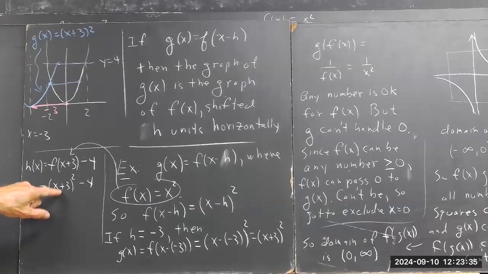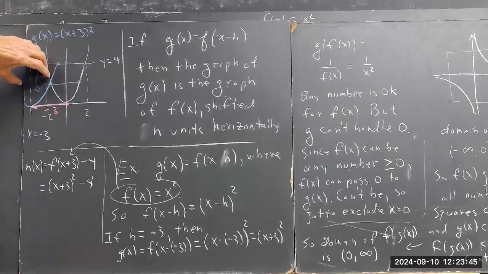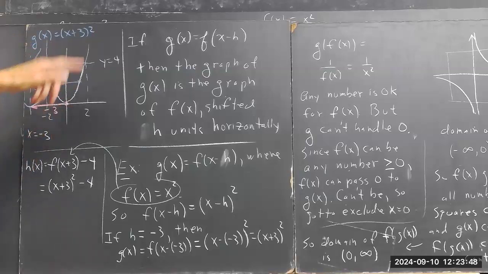Okay. A plus 3 here shifts it -3 units horizontally. The minus 4 here shifts it -4 units vertically. So you can imagine what that looks like. Just take this graph, move it over here, and then move it down 4 units. It's going to be about here.